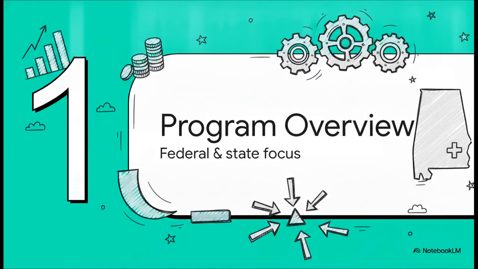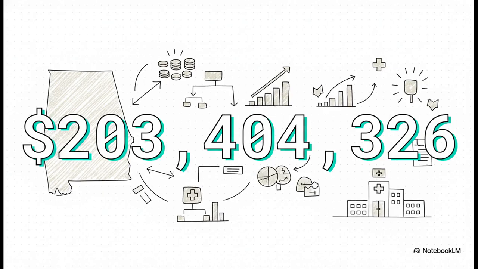All right, Section 1, Alabama Program Implementation Overview, focusing on the federal baseline and the state's primary focus. Let's start with the baseline numbers. Alabama's initial federal fiscal year 2026 funding allocation is strictly calculated at just over $203 million. Now, this figure represents their exact portion of the program's initial distribution.